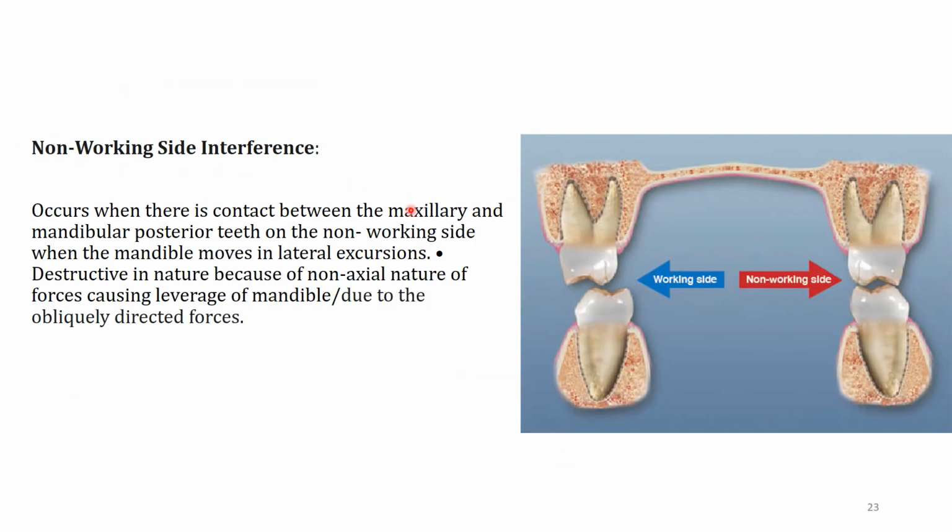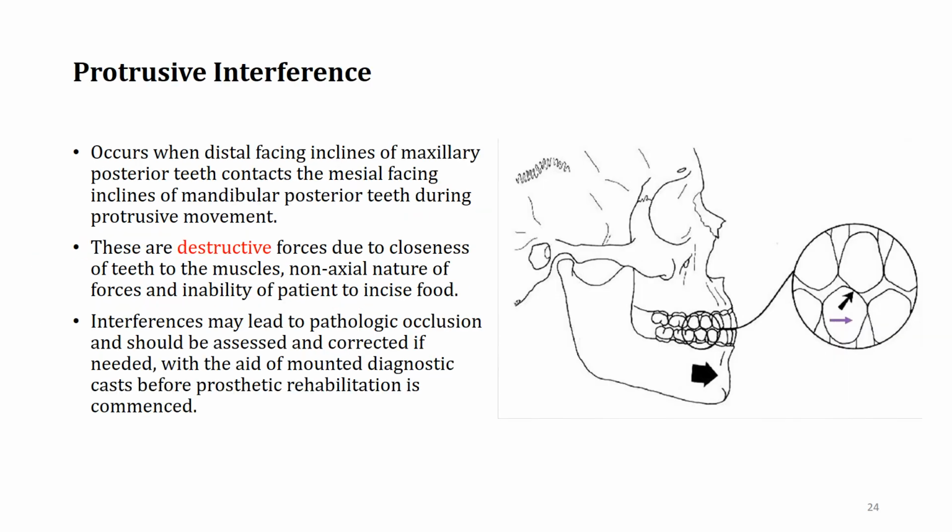Non-working side interferences are contact between maxillary and mandibular teeth in lateral excursions. You can see in the photograph, this is the working side and this is the non-working side. When the mandible moves to the left side, this region becomes the working side and the opposite becomes the non-working side, and ideally none should be in contact, right? If any of these are in contact, it becomes an interference. Coming to the protrusive interference.